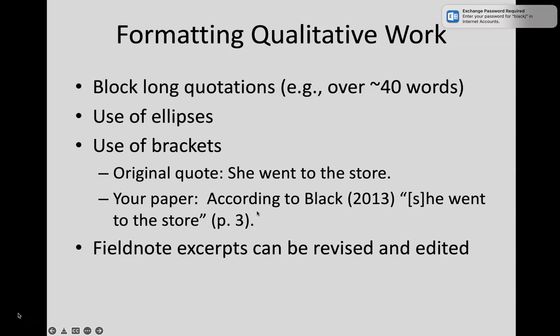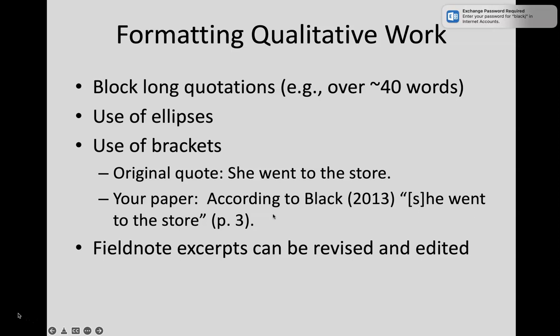Well, if you're going to put it in your paper, you would say, according to Black, she went to the store. But you see, I have changed the S in "she" to a lowercase. So anytime you do that, you put a bracket around it.